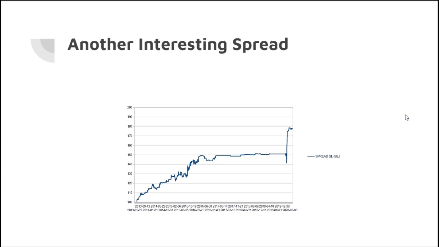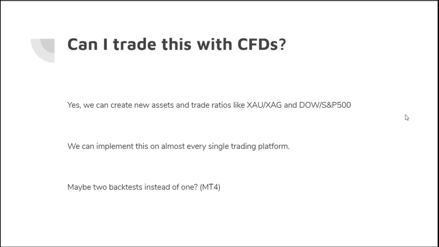So another interesting spread, something very similar. Alright, this is an example. In this case, between 2017 and 2019, volatility was very low here, but silver senior miners and silver junior miners. We can also do this with stocks or even with CFDs. I can create new assets and trade ratios like gold against silver. This is a very ancient ratio dating back 200 years ago. This ratio dates back way before the Dow Jones was created. We already have this ratio, but most brokerage firms don't allow you to trade it, so you can create it on your own.